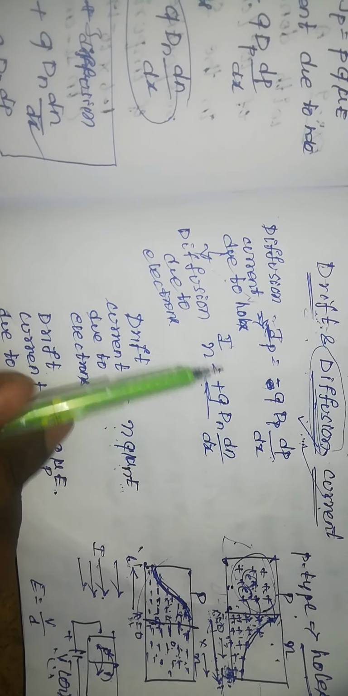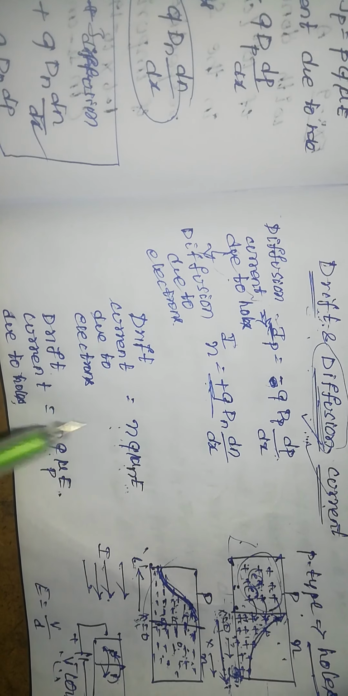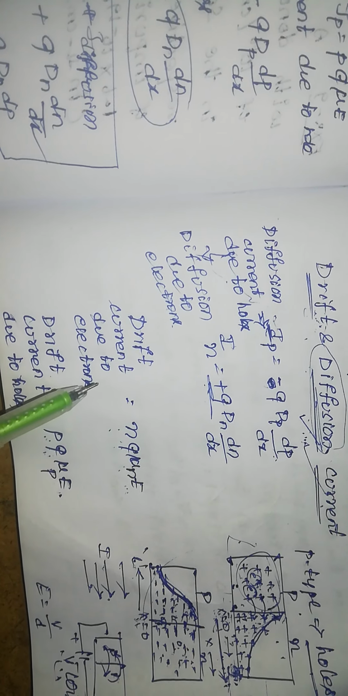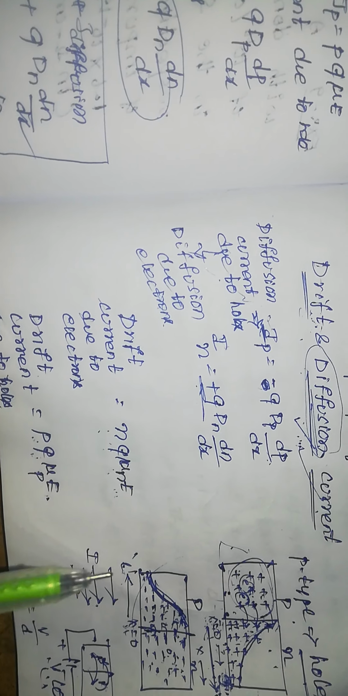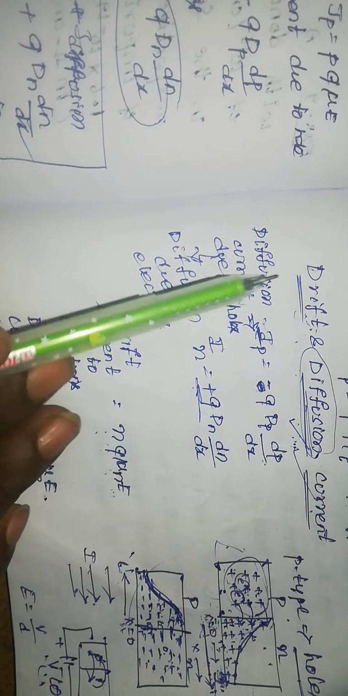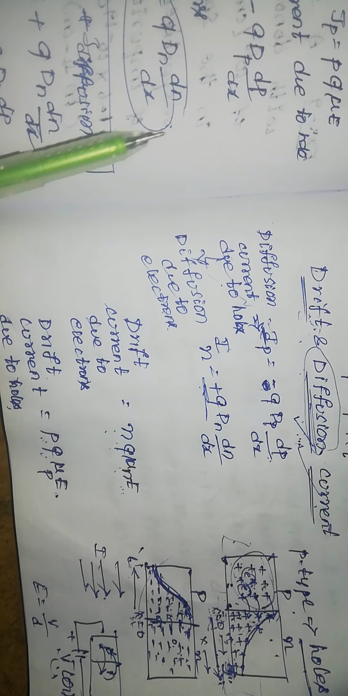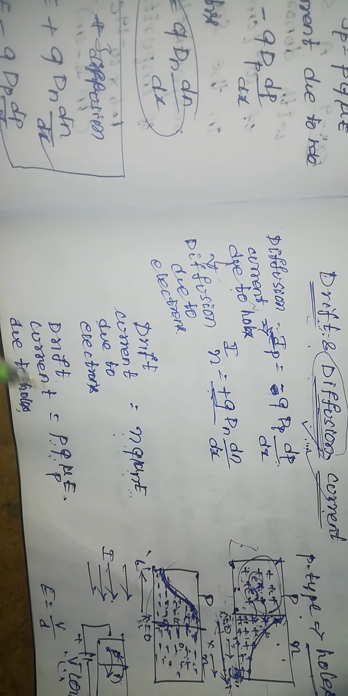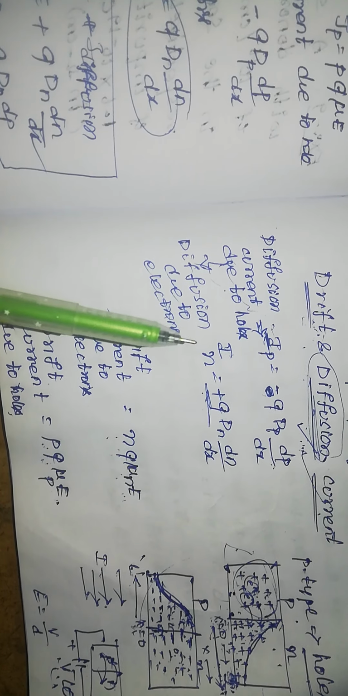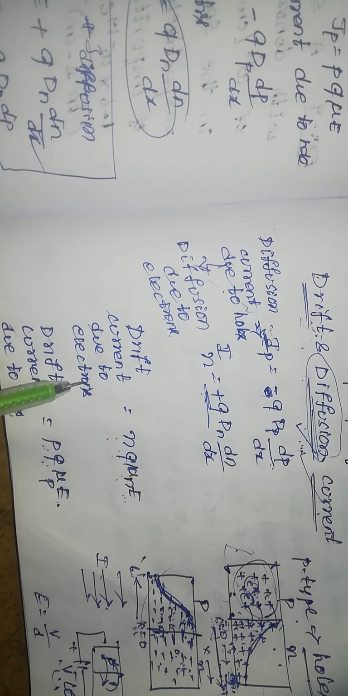So totally we are having diffusion current due to holes as well as drift current due to holes, diffusion current due to electrons as well as drift current due to electrons. So totally the current formed due to holes is diffusion current plus drift current. If it is only holes, what is the current? Diffusion current due to holes plus drift current due to holes. If it is the current due to electrons, diffusion current due to electrons plus drift current due to electrons.